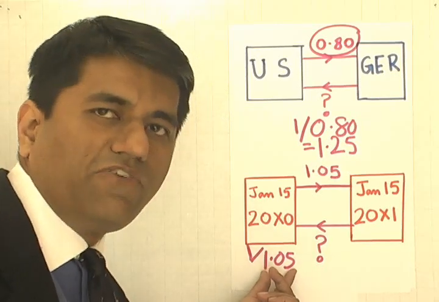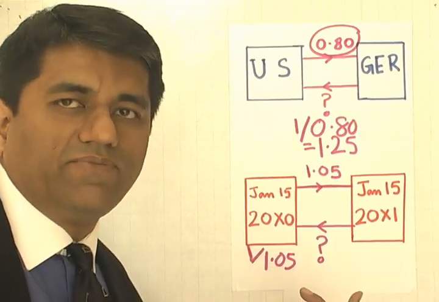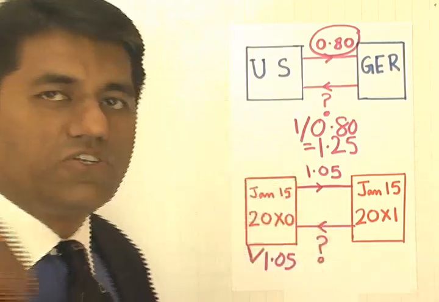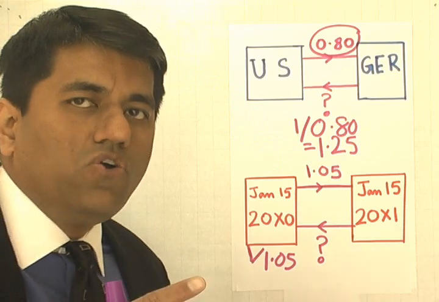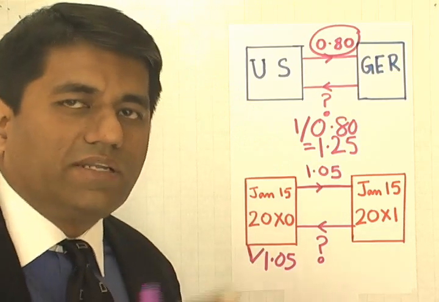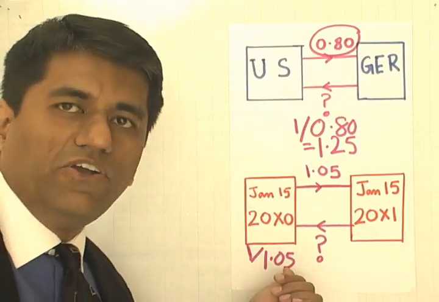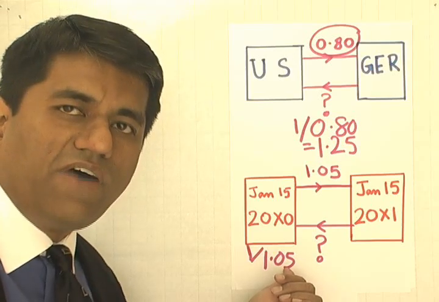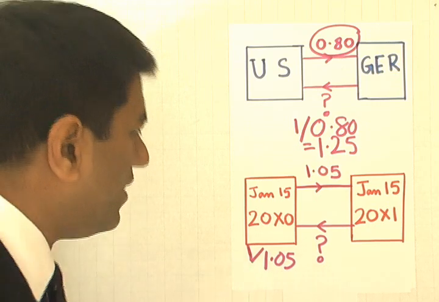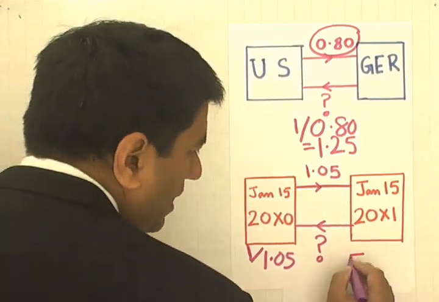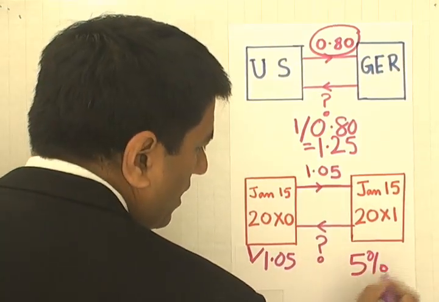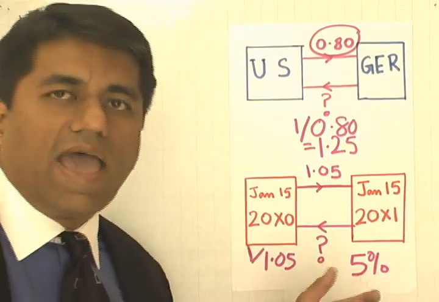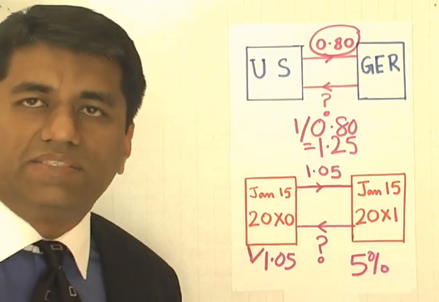So what is 1.05? This is the discount factor, right? When you bring money from the future to today, you divide by 1 plus the discount. So here, what you have is that the discount factor is 1.05. Therefore, the rate of discount must also be 5%. So the rate of interest and the rate of discount must be the same.